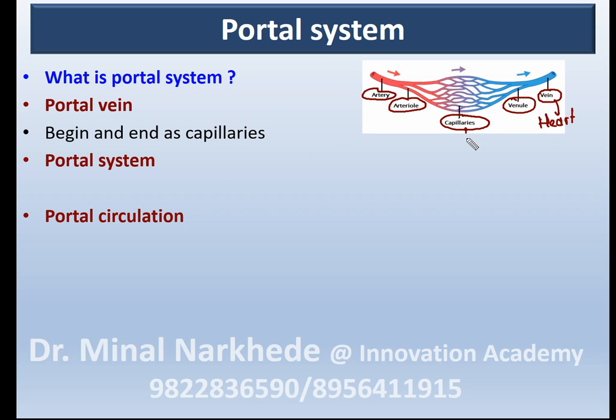Now whenever exchange of material occurs, that exchange of material occurs between blood and the tissue at capillary stage. Now in this type of circulation, there is involvement of only one capillary bed. But now when we speak about the concept of portal vein, it is beginning as well as ending as capillaries. Means there are two capillary systems or two capillary beds. So what is the difference between this? Let us try to understand with the help of a figure.